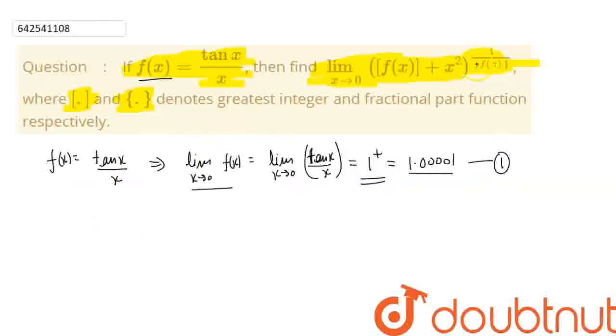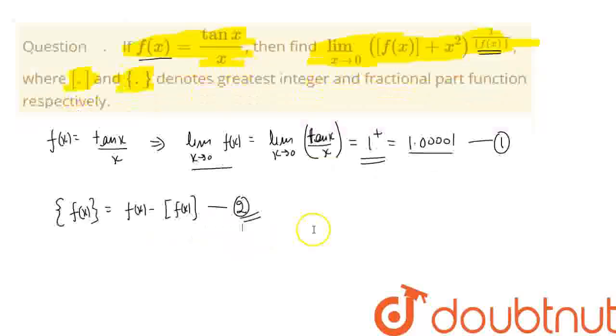Now similarly here we are also going to use one more identity. We know that if we are given the fractional part of anything, or any function, that is the fractional part of f of x, this could be written as f of x minus the GIF of f of x. This is also true. So we are going to name this result as result 2. Now in this question they have asked us to calculate this limit, so now we are going to focus on that.